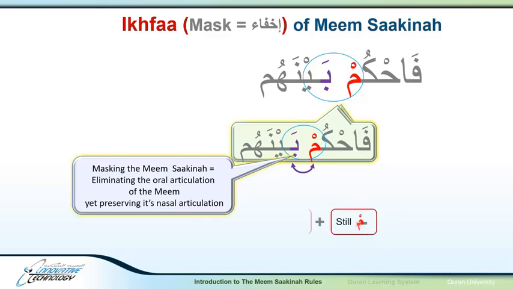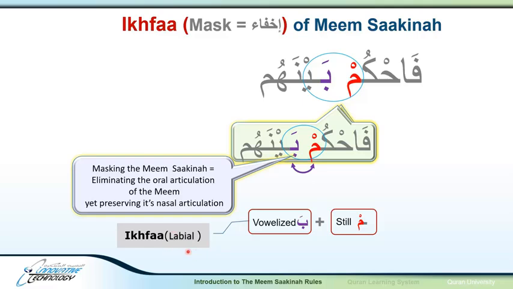Meem still Sakinah with ba vowelized gives us labial ikhfa, and we call this ikhfa labial or labial masking in order to differentiate it from the ikhfa of the noon. Since the Meem is a labial letter in its articulation, while the noon is an oral lingual letter in its articulation. So whenever we hear labial ikhfa, we know it's related to the Meem.